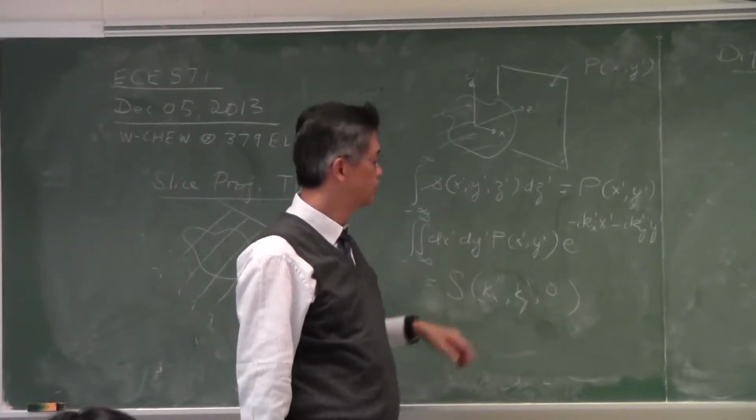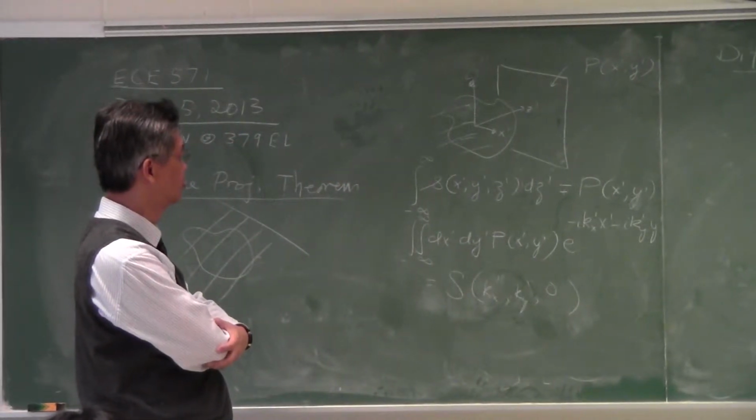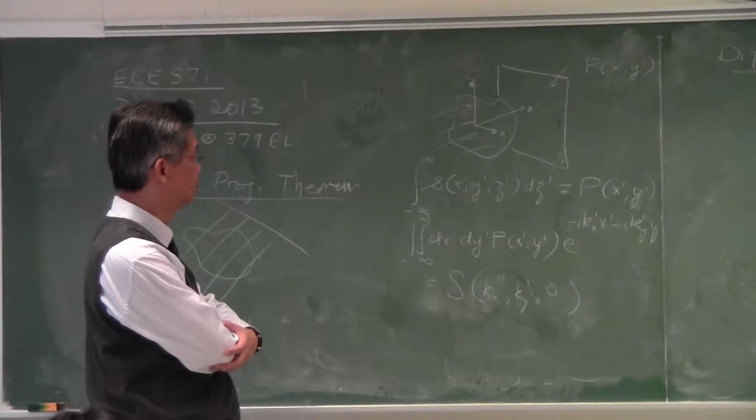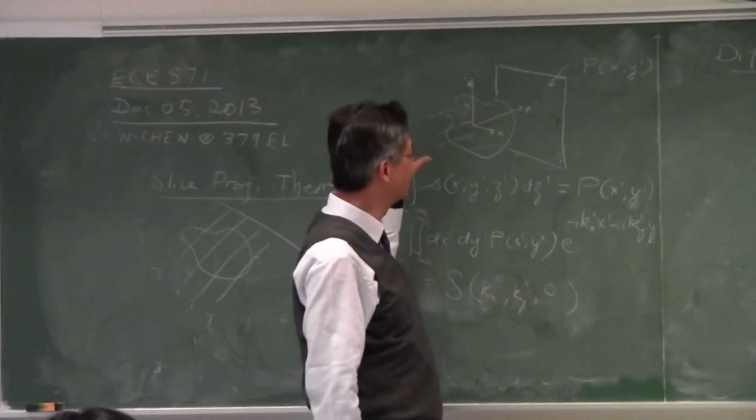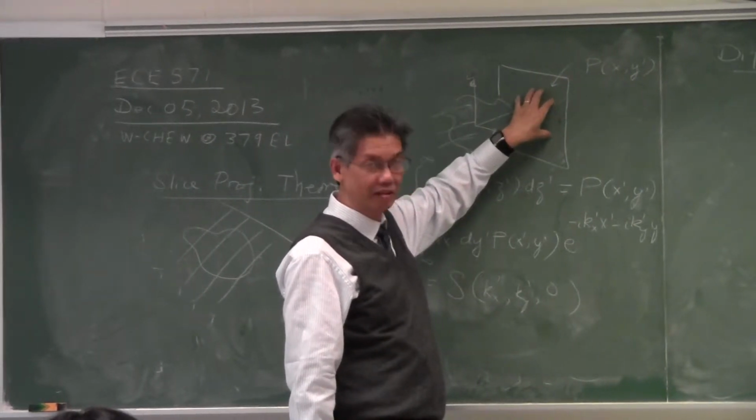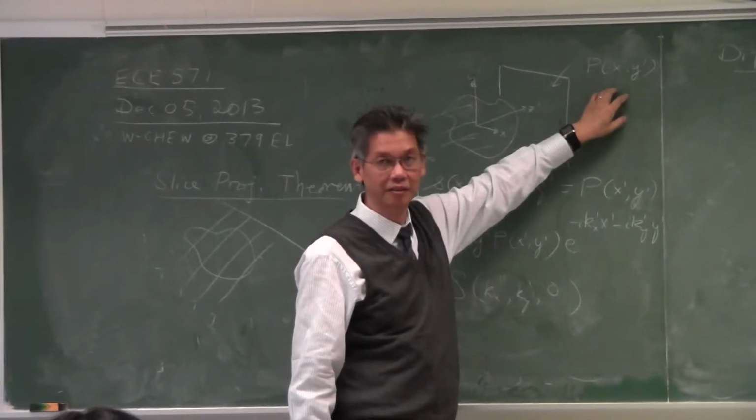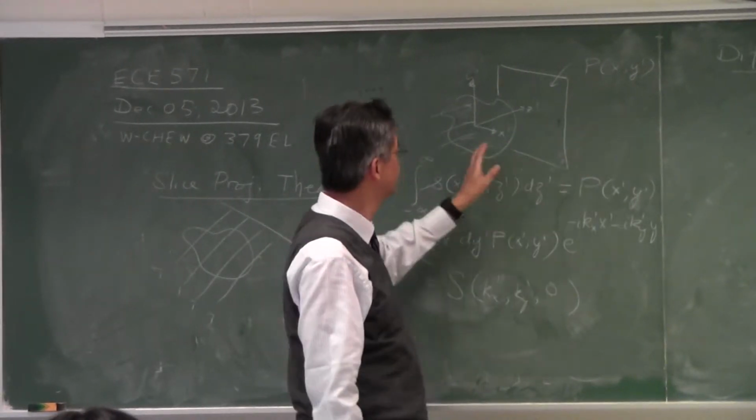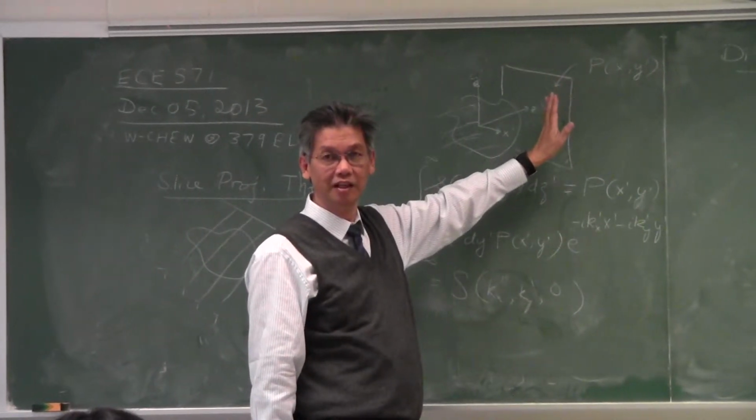So if I know S of x prime, y prime, z prime, how do I figure out the shape of the object? No, I can obtain this projection by experiment, by shining 2D X-rays and getting this film exposed. When this X-ray film is exposed, it's a function of X prime and Y prime, right? And this is done outside the human body.